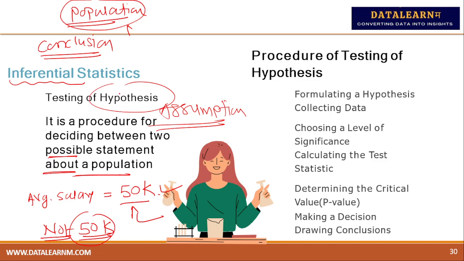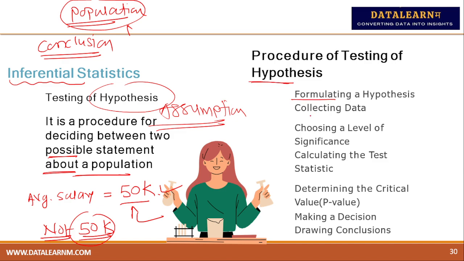Just like guilty, not guilty in court. We are suggesting a person is guilty or not, but that is just an assumption at first. After some tests, after going through the procedure, you decide whether that person is guilty or not. So we need to perform some test, and based on that test, you give your conclusion, right? So what will be the procedure for testing a hypothesis?